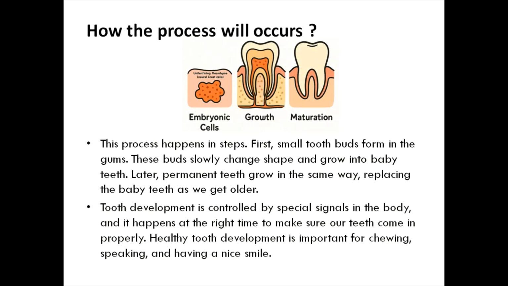How will the process occur? This process happens in steps. First, small tooth buds form in the gums. These buds slowly change shape and grow into baby teeth. Later, permanent teeth grow in the same way, replacing the baby teeth as we get older.